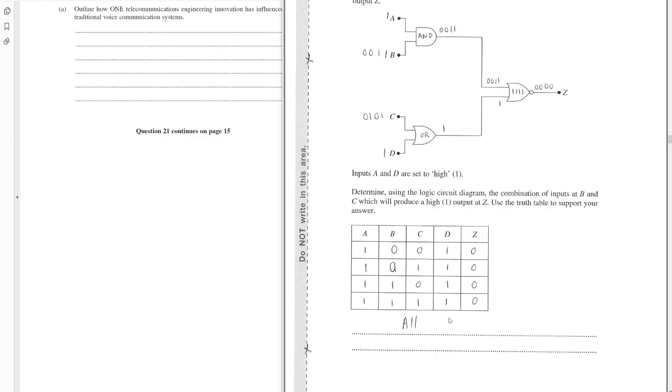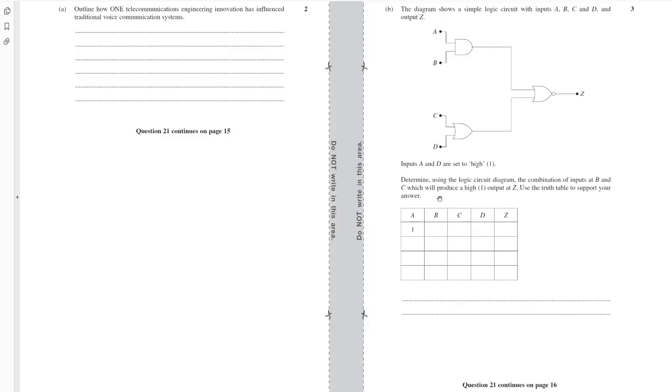And I just wrote all. I could have written, in this scenario, the switch is always going to be on. That would be the answer. Okay, supported by the truth table.